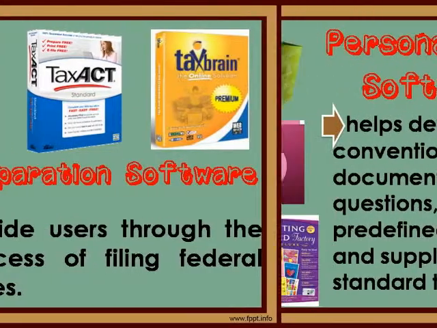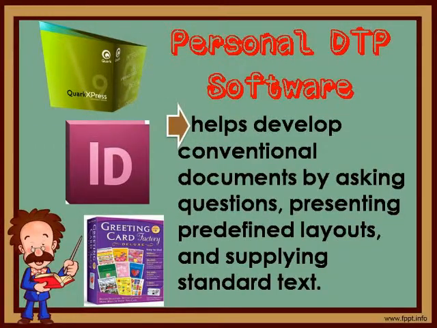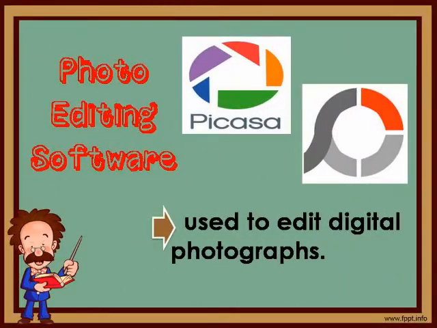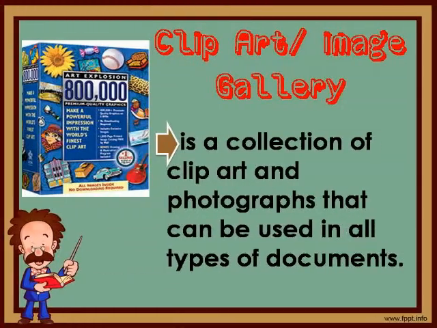Personal DTP software. Personal DTP software helps develop conventional documents by asking questions, presenting predefined layouts, and supplying standard text. Photo editing software. Photo editing software is used to edit digital photographs, like Picasa and Photoscape. Clip art image gallery. Clip art image gallery is a collection of clip art and photographs that can be used in all types of documents.